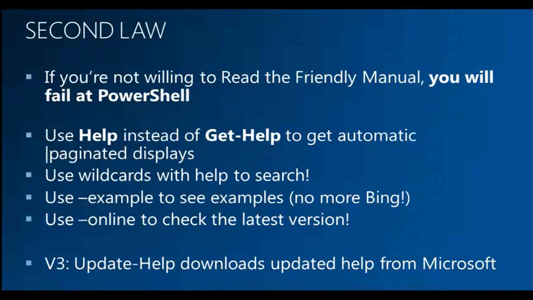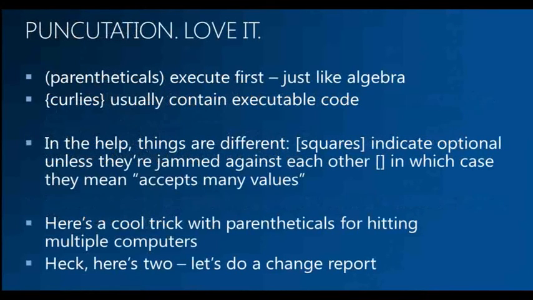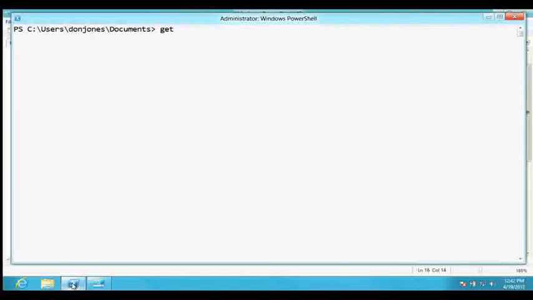Second law, read the manual or you will fail. Third law, objects. Talked about those. Oh, this is a fun trick. I should show you this. Let's say I needed to get a bunch of information from a bunch of computers. One way that you can provide multiple computer names is just with a little list.